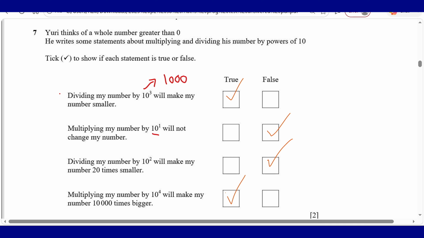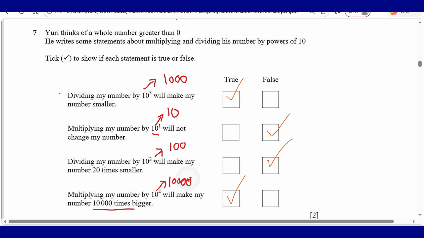Multiplying by 10 to the power of 1 is multiplying by 10, so it will change the number, so that's false. It will make it 10 times bigger. Dividing my number by 10 to the power of 2 is dividing by 100, so it's false. It will make it smaller, as we divide by 100, but not 20 times smaller, 100 times smaller, right? Multiplying my number by 10,000 will make my number 10,000 times bigger, so that is the correct one, because 10 to the power 4, the power indicates the number of zeros, so we have 4 zeros.